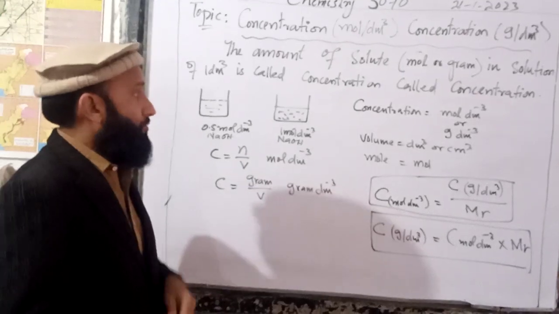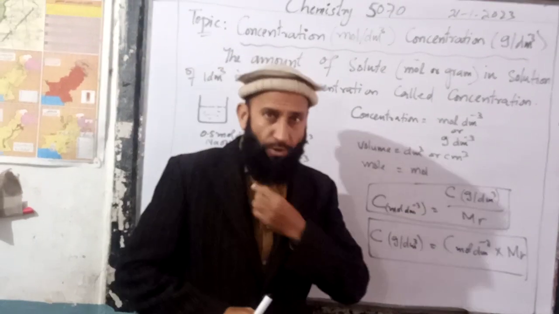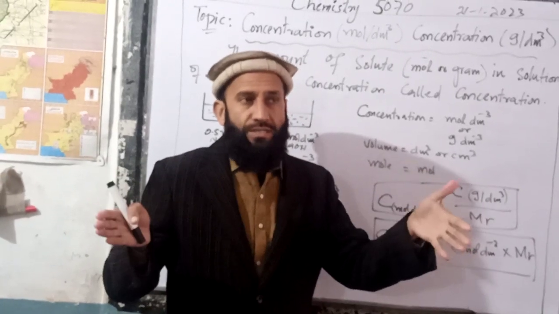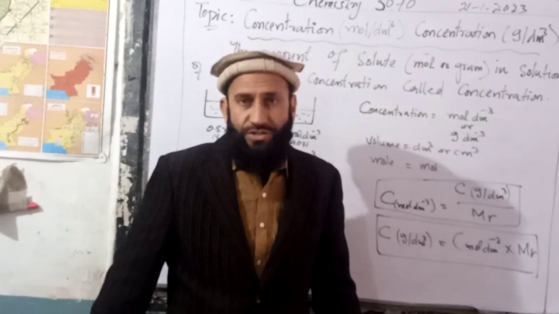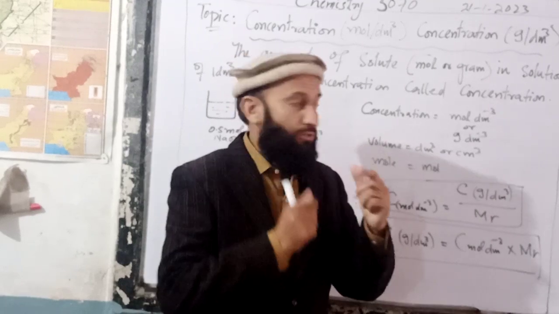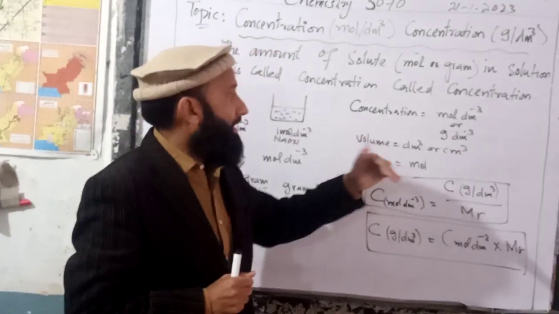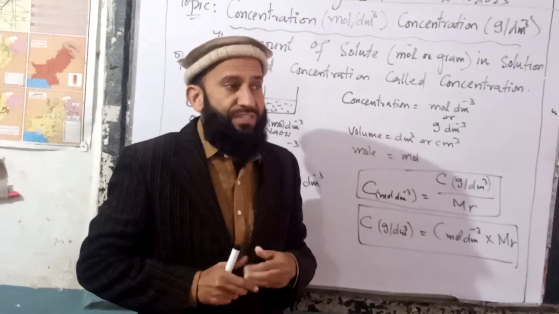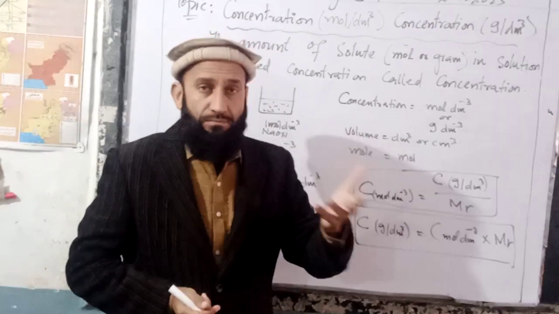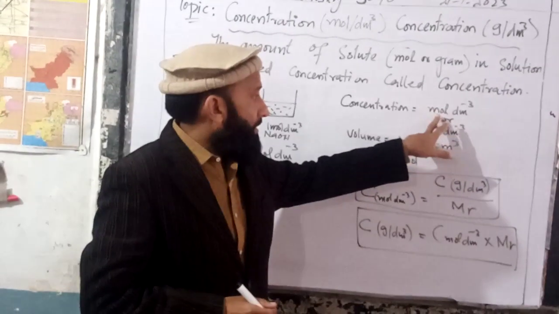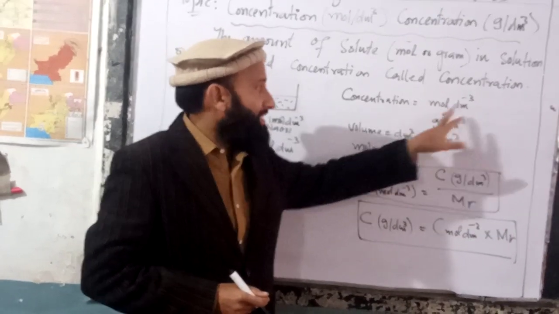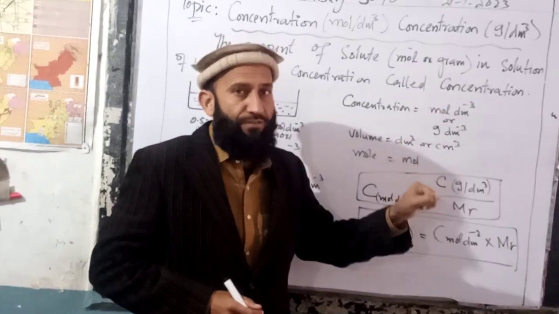You can say this is a more concentrated solution, and this is a less concentrated solution. Now students, one very important thing: whenever they give a question, they will not tell you that this is a concentration. They will just give you the value, the magnitude, along with its units. So whenever you see mole per dm cube or gram per dm cube, this is the unit of concentration.